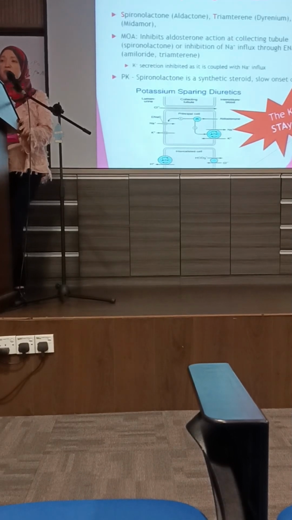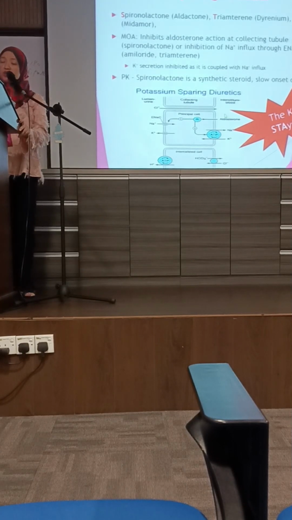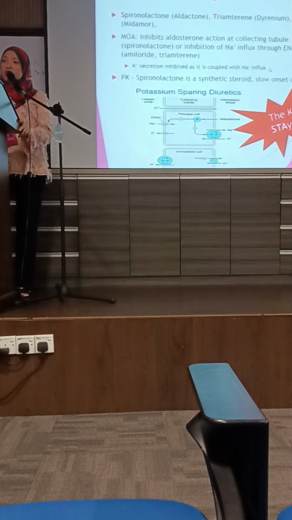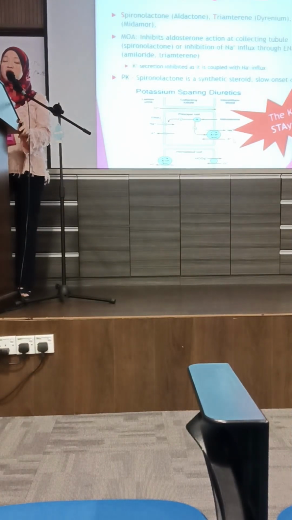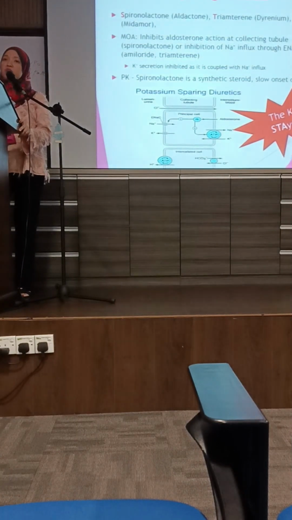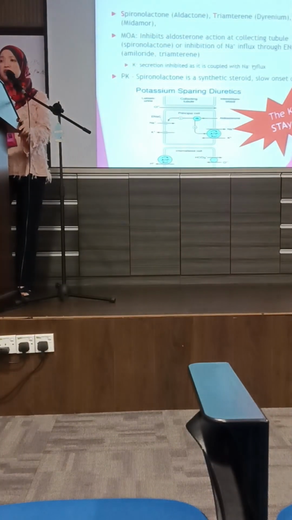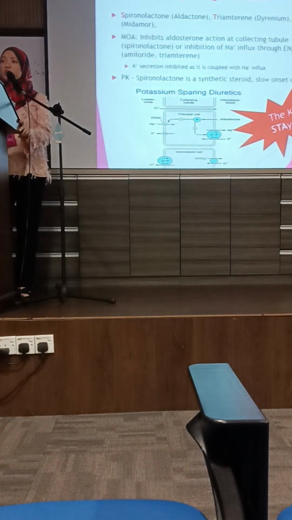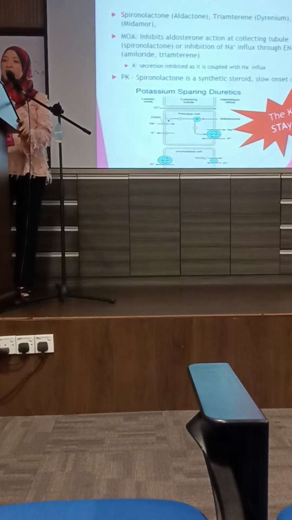How does it work? The mechanism of action: it will inhibit aldosterone. Because in the collecting tubule there is aldosterone, so remember back what the function of aldosterone is. It will oppose the effect of aldosterone, inhibit aldosterone action. So what happens? It will inhibit sodium reabsorption and it inhibits potassium secretion, that's why it spares the potassium in your body. Okay. And that is for spironolactone. For amiloride and triamterene, they inhibit sodium influx directly through ENaC, the epithelial sodium channel. They inhibit this ENaC. Okay.